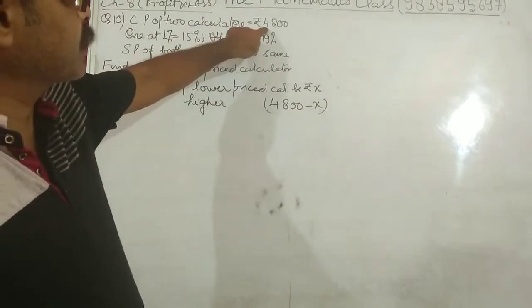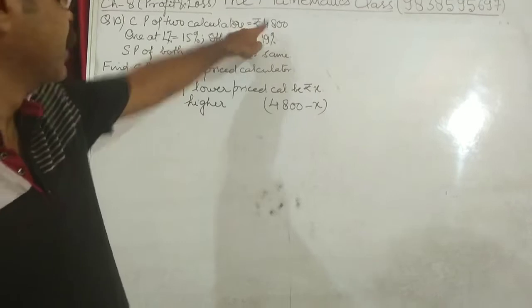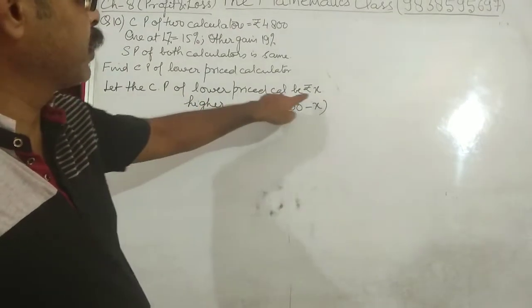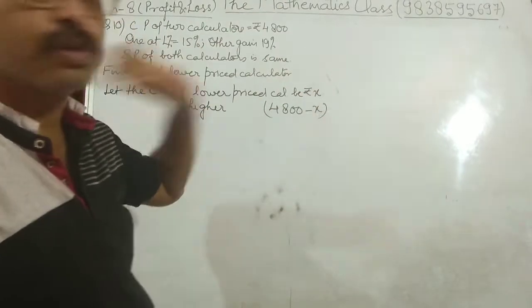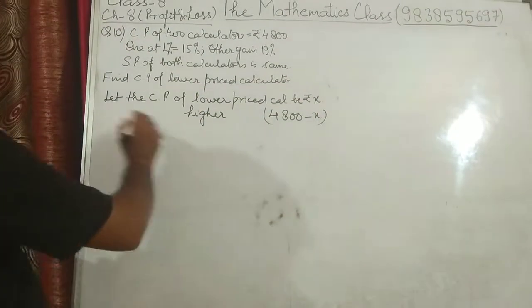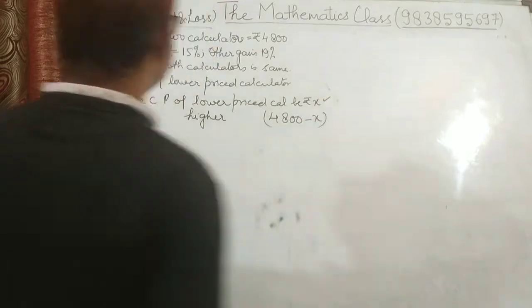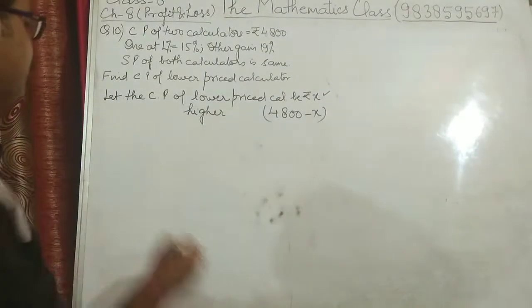The cost price of two calculators together is 4,800, and we assume the cost price of the lower variant be X. So the higher will be total minus X. Now in the first case, he is losing 15%.